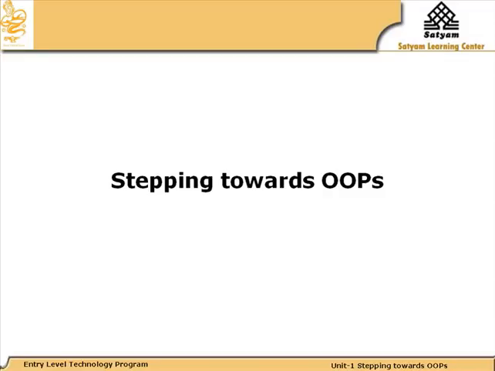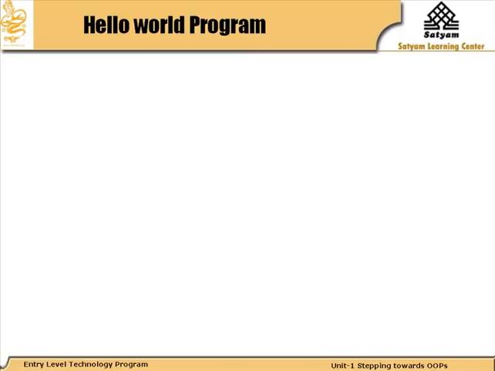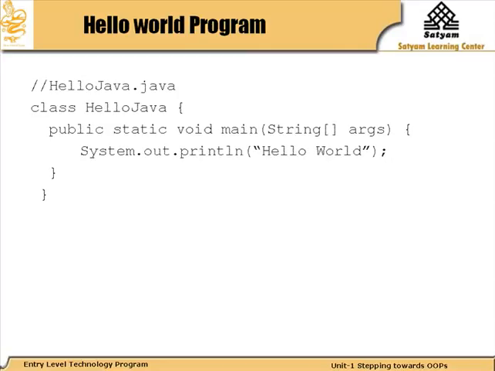It's time to move on to the next section, stepping towards object-oriented programming. Now let's begin with a simple Hello World program. In this program, I have a method public static void main with string args. This is the method from where the program execution begins. The method prints the message Hello World.